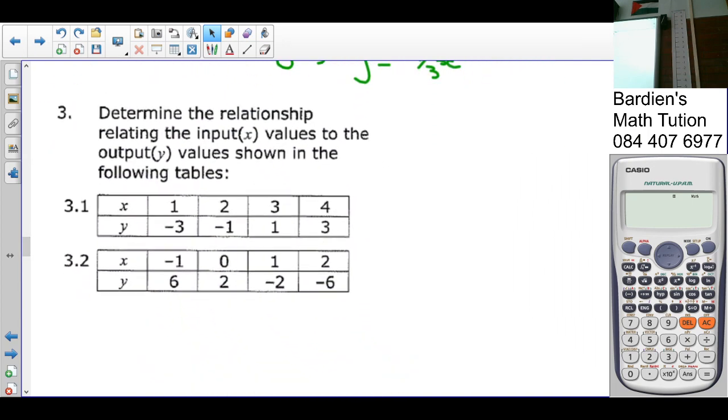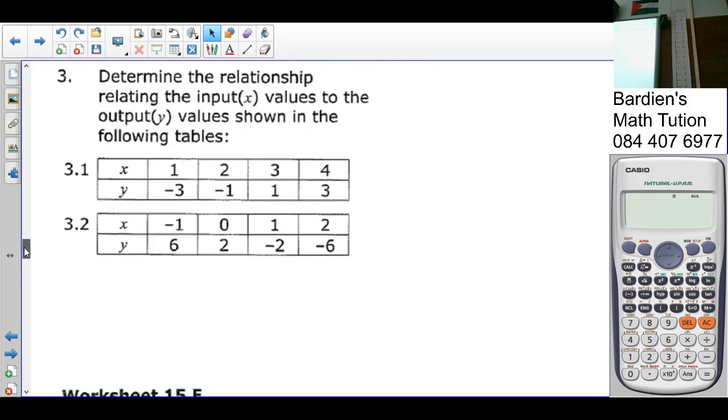In question 3 we are told, determine the relationship relating the input values to the output values shown in the following table. Okay? So what happens here is that you can see we're adding 2 all the time, not so? Okay, so this is arithmetic. Here we're subtracting 4 all the time, again arithmetic. So one of 2 ways, I can either apply what we know about number patterns. We have done number patterns, not so? Or apply what we did in graphs.